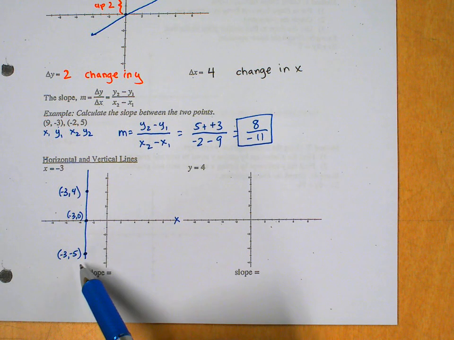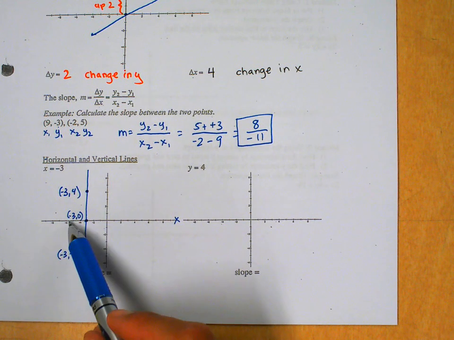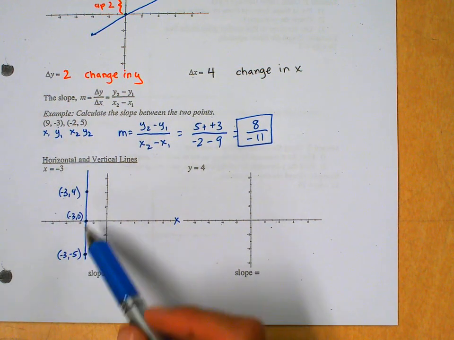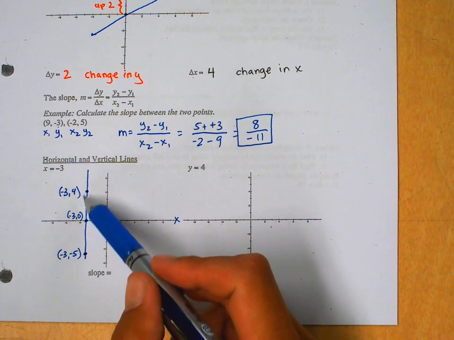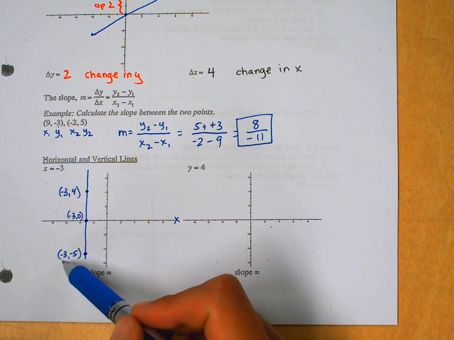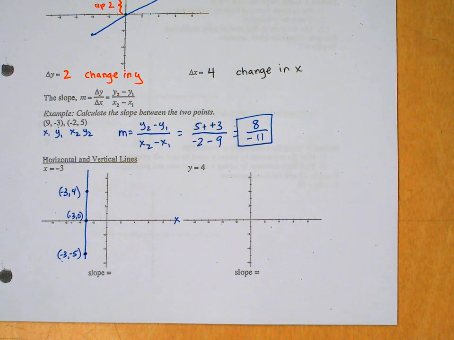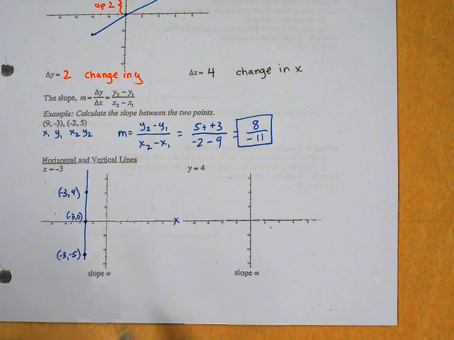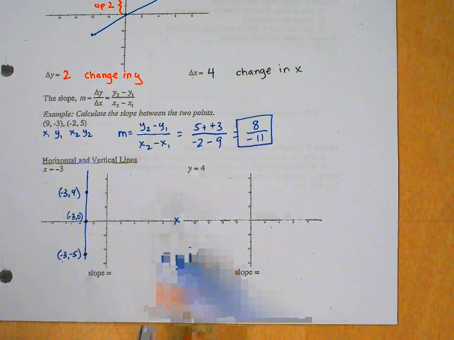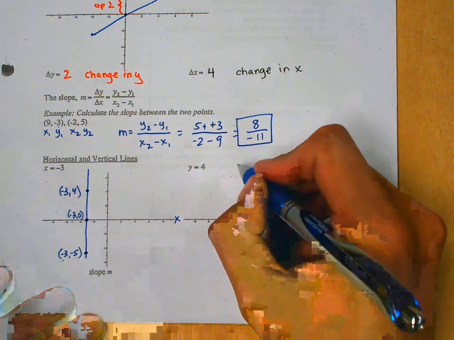Okay, and you'll notice the x value on all of them is negative 3, and that's going to be true for any ordered pair on that line. The x value will equal negative 3, x equals negative 3. Okay, so that's why it's a vertical line. So hopefully, obviously, y equals 4 is going to be a horizontal line through y equals 4.